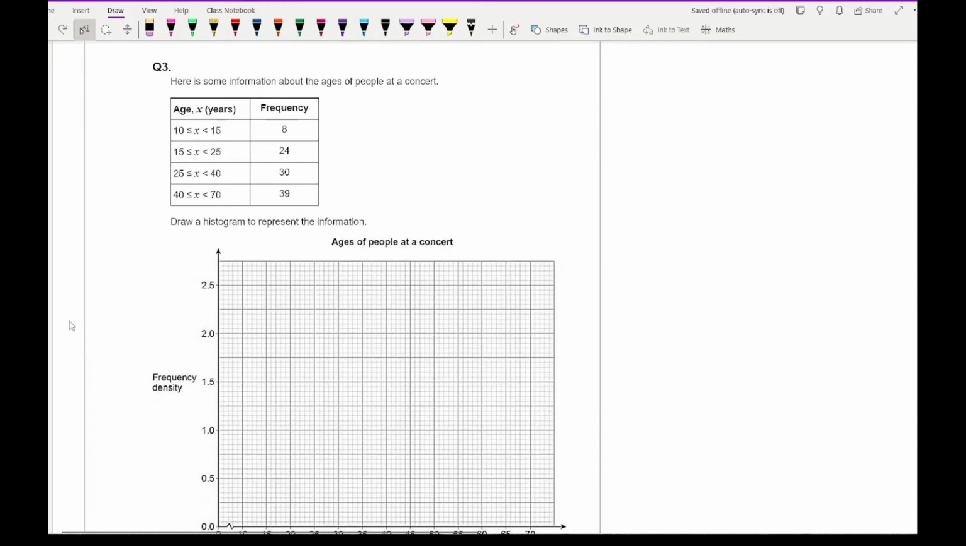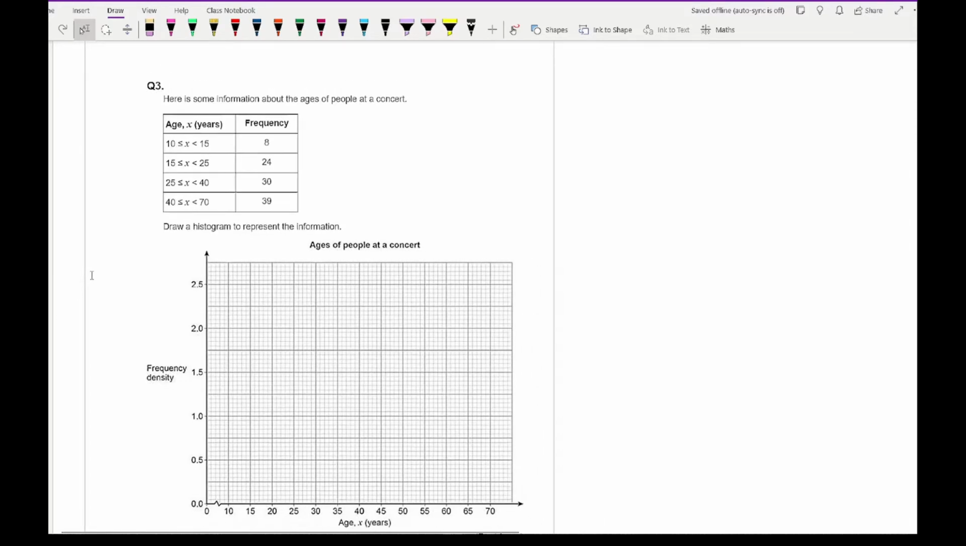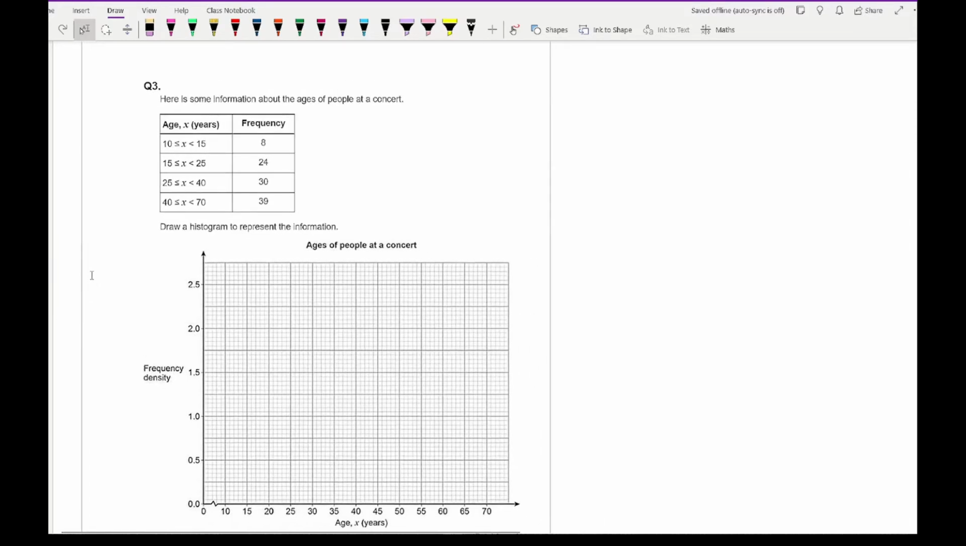Then moving on to question 3, so on to our next topic. It says that here is some information about the ages of people at a concert. And what we need to do is draw a histogram to represent the information. So I'll just zoom out slightly. So here what we need to do is first of all find the class width. Now to work out the class width, that's basically the upper bound take away the lower bound. So it's going to be 5, 10, 15 and 30.